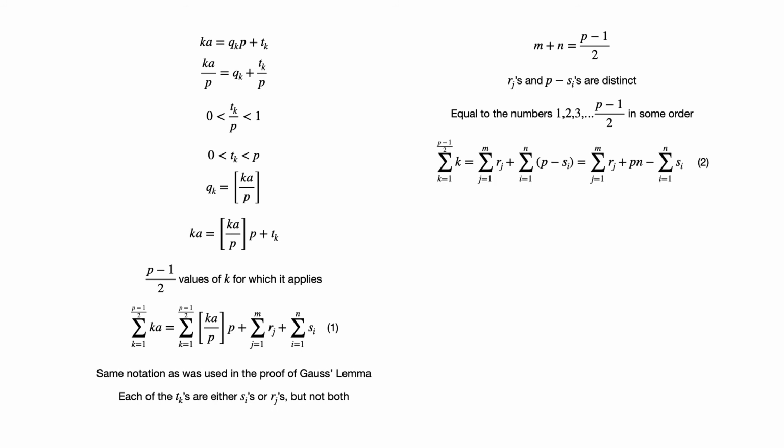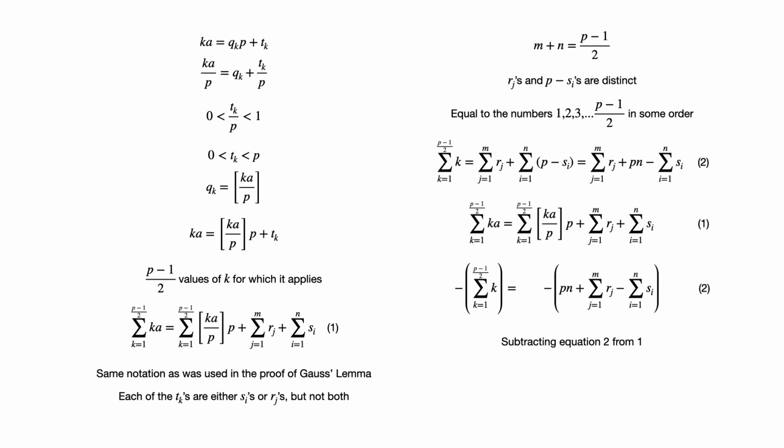that the sum as k goes from 1 to (p−1)/2 of k equals the sum as j goes from 1 to m of rj plus the sum as i goes from 1 to n of (p minus si), which equals the sum as j goes from 1 to m of rj plus pn minus the sum as i goes from 1 to n of si. Let us call this equation 2.